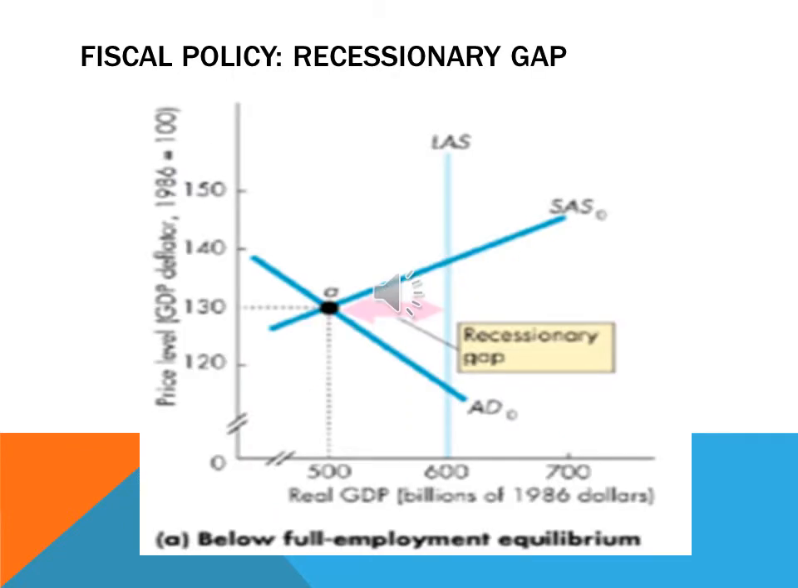Here we have the depiction of the fiscal policy recessionary gap. As you can see, unemployment is high at around 8% and CPI is low, and we can say that it's around 2%.